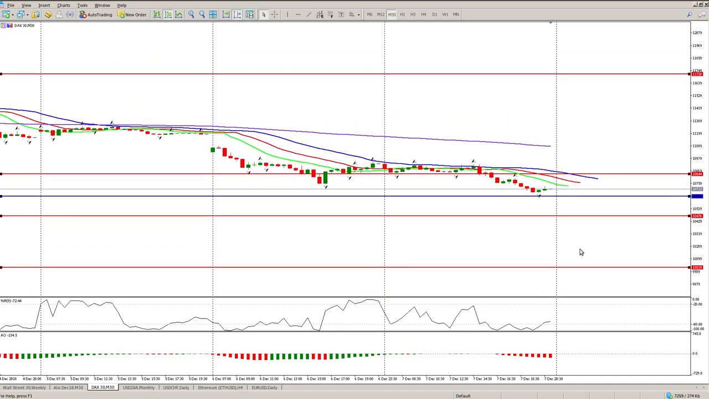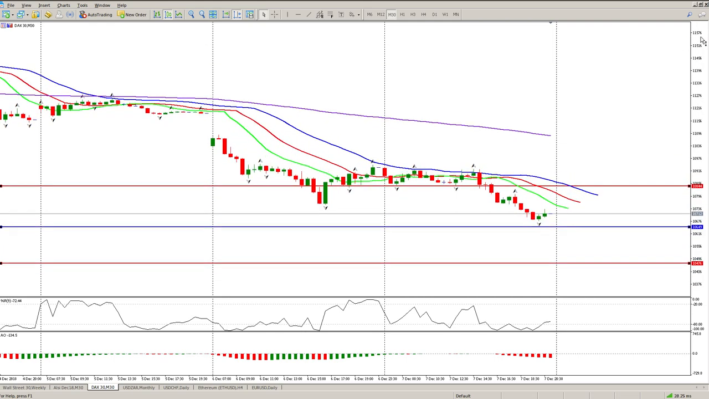But I do suspect that somewhere off one of these levels here, you are going to get some buyers stepping in, so it would be worth taking that long and then seeing whether it's going to get some traction. At this stage, it doesn't look like it, but you never know what this week holds.